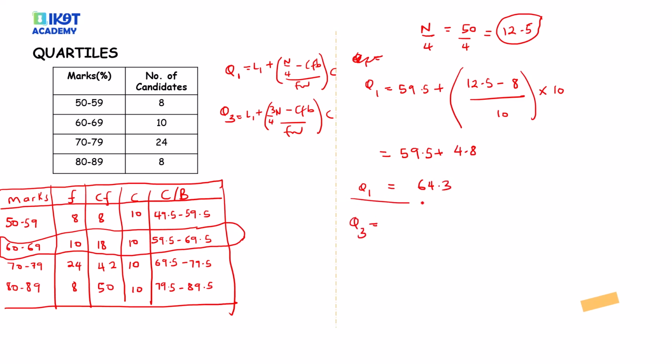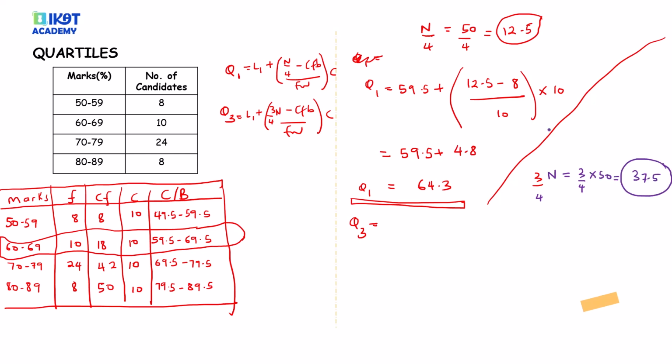Now let's go to Q3. I hope this makes sense. Let's now go to Q3. So finding Q3, we are going to say L1. What is L1? Before we actually do anything, we're supposed to first get 3 out of 4 of N. To avoid confusion, let me change the color of the pen. This is going to be 3 out of 4 times 50. What do we get? We get 37.5.